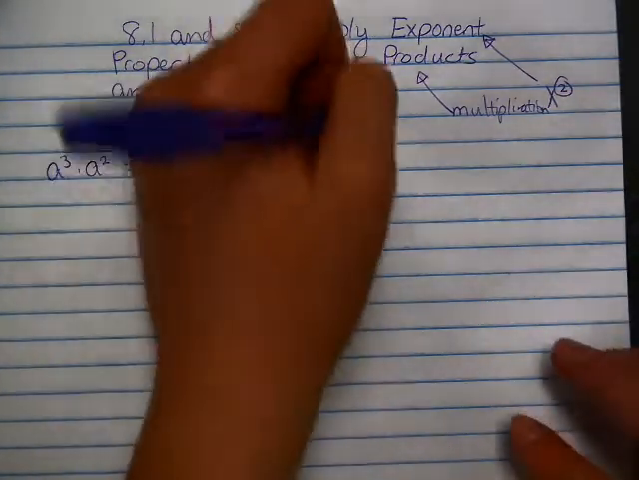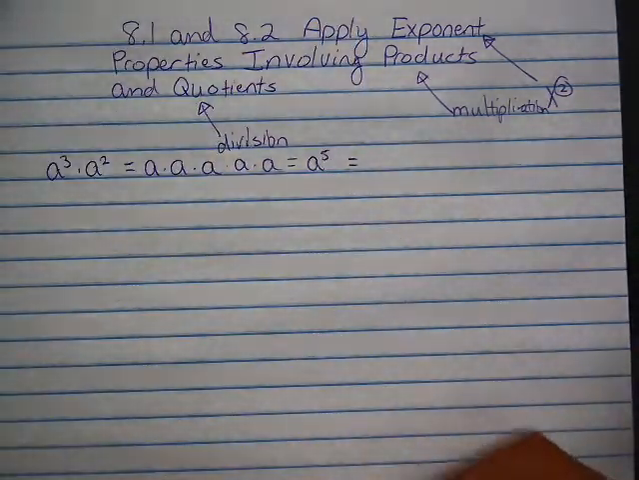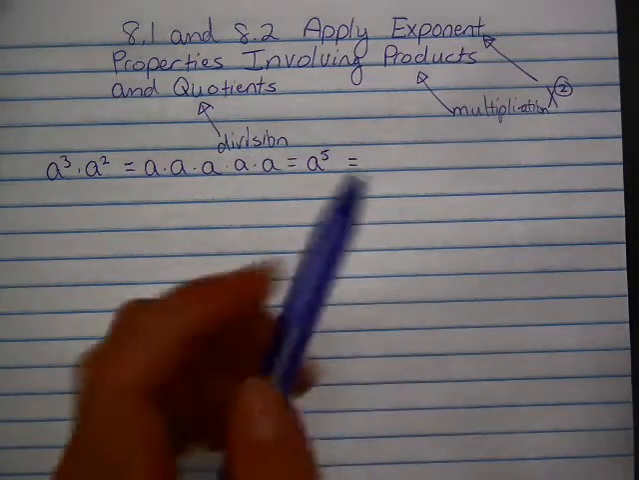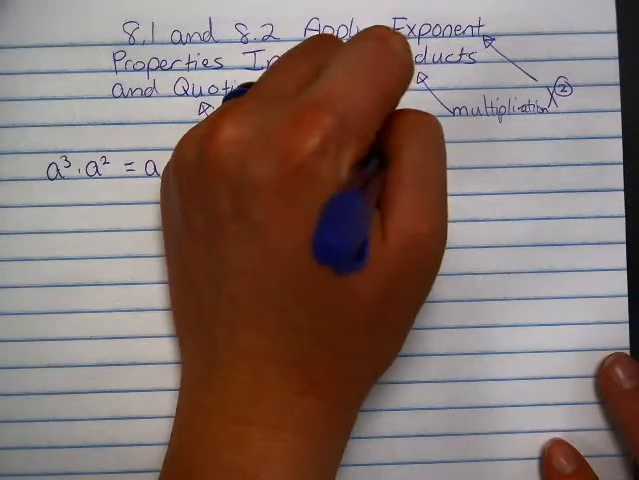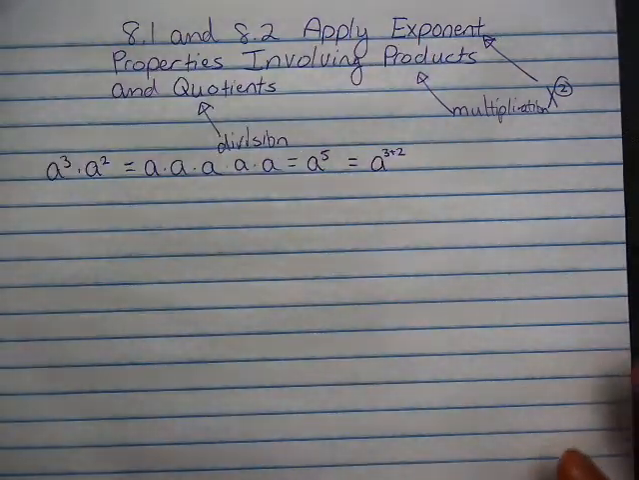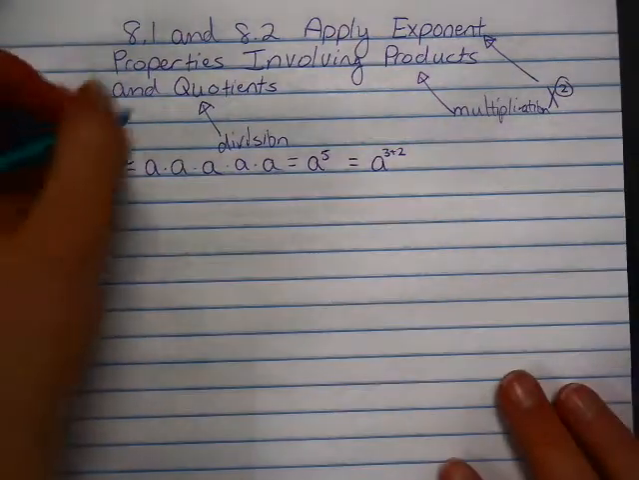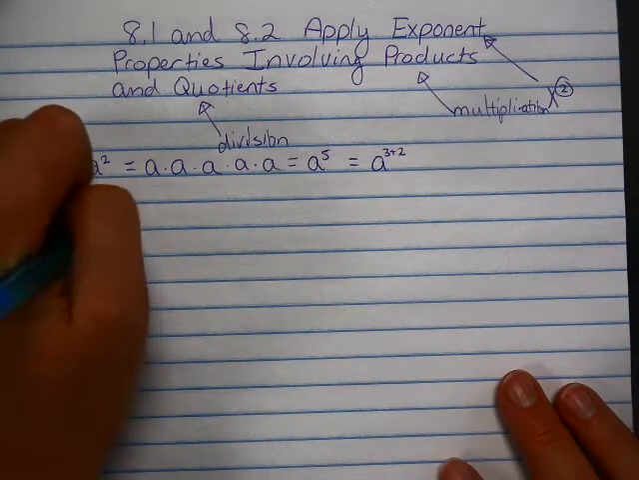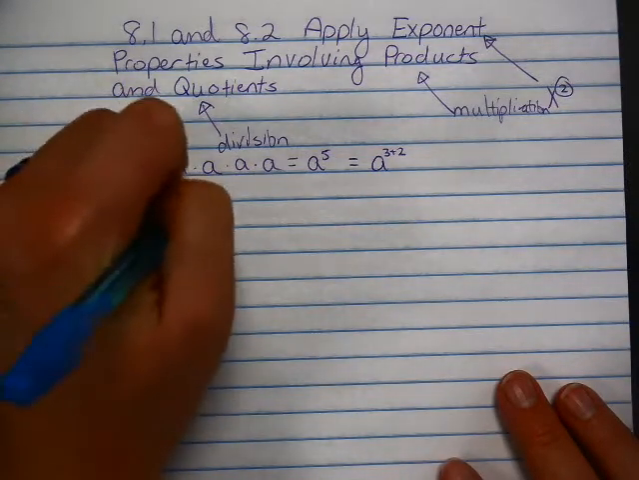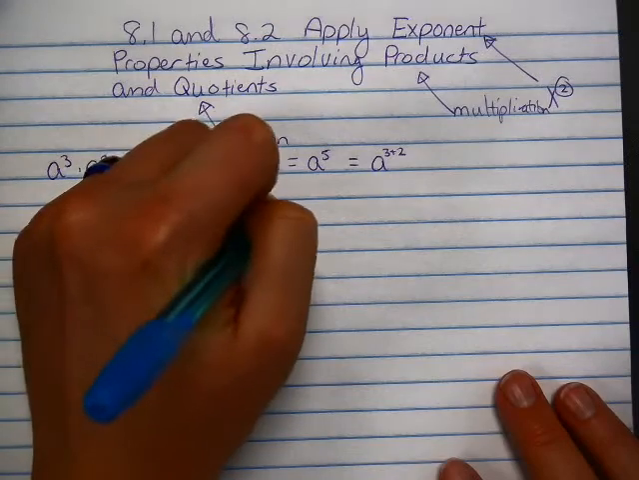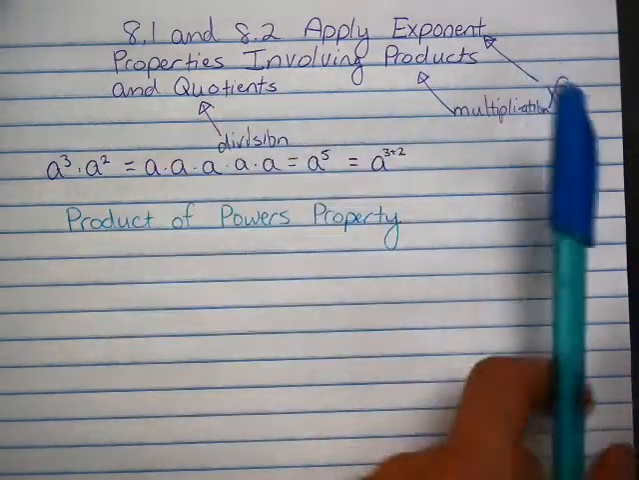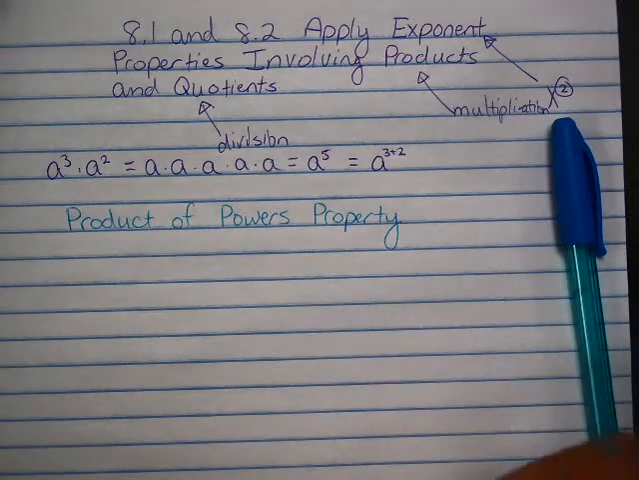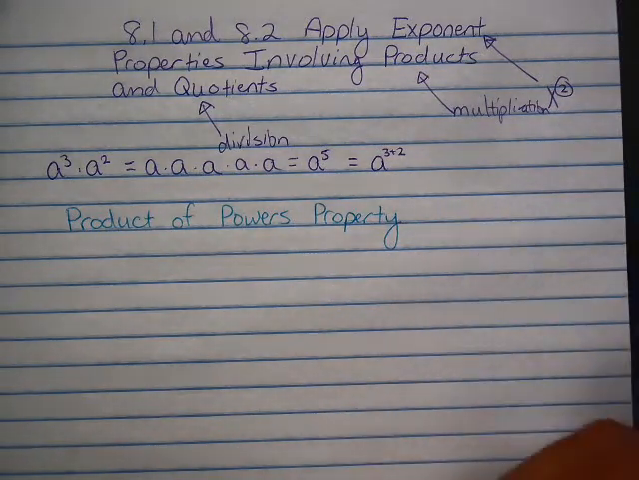So far so good, but that's a lot of work to write the a's every single time. So what did I do? Really, I could just say 3 plus 2 is 5. So I have a to the 3 plus 2. And that's called the product of powers property. I don't really care if you can remember that it's called product of powers. I just care that you can apply the skill.